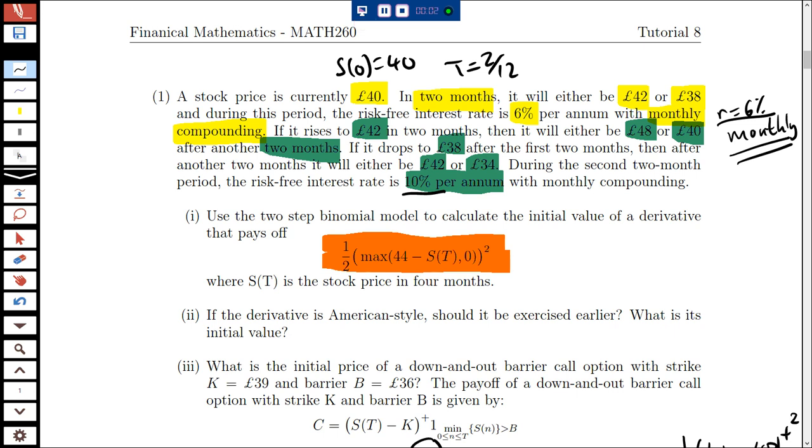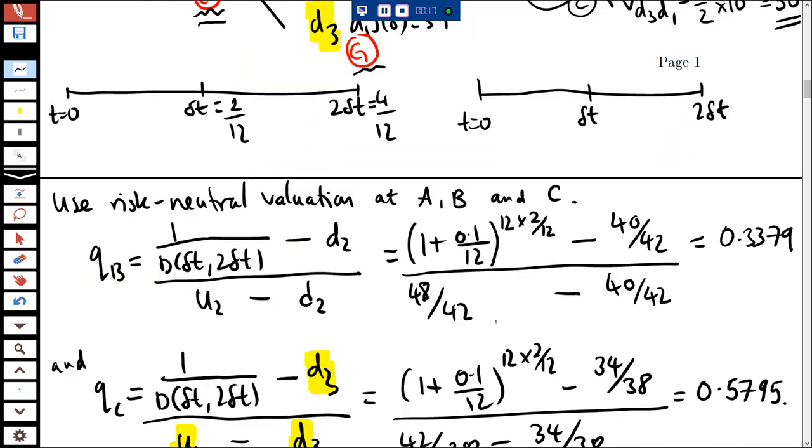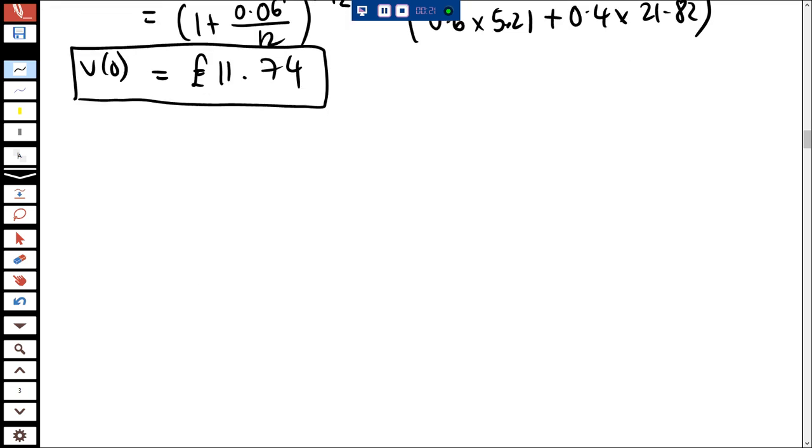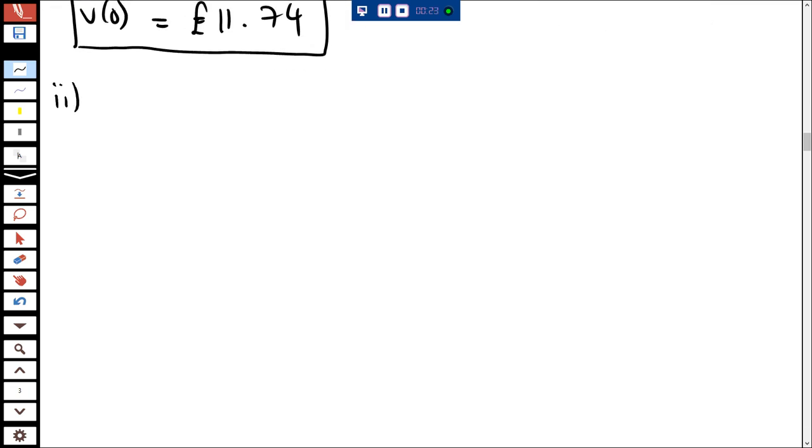Okay, so continuing with this question, we're up to part II. If the derivative is American style, should it be exercised earlier? What is its initial value? Okay, so let's take a look at this particular problem. The calculations from earlier. We're up to here. We're now considering American style options.